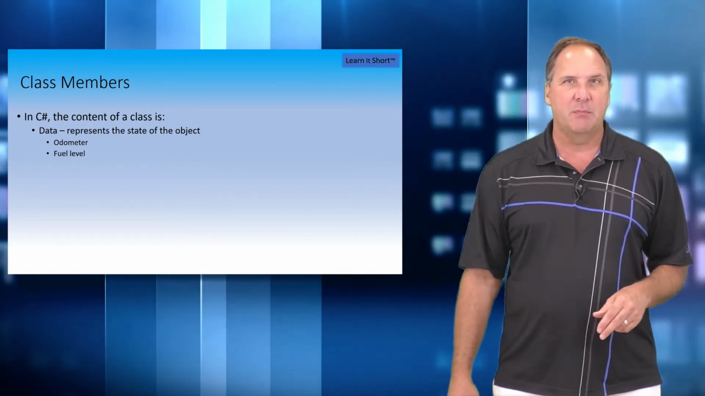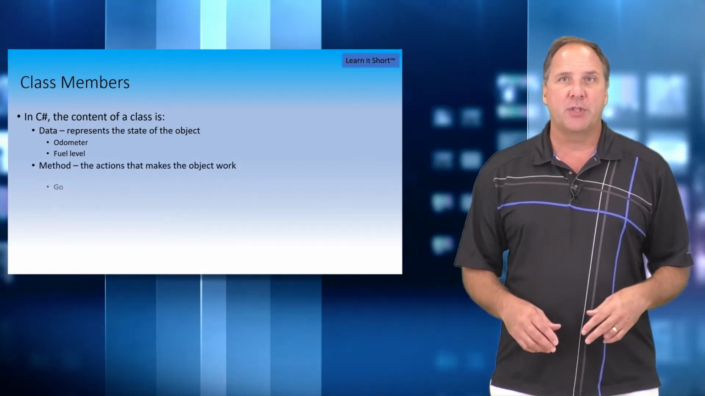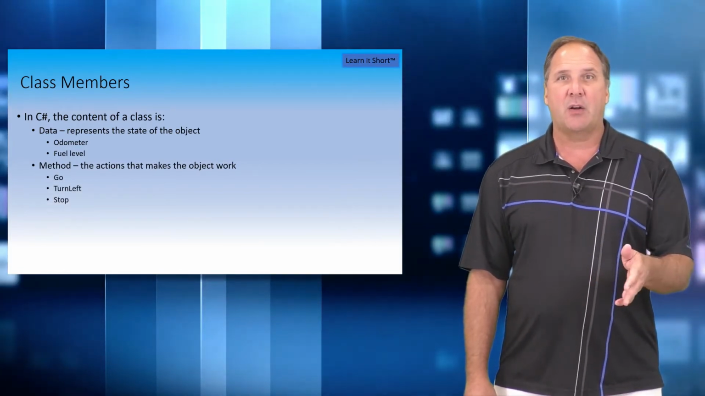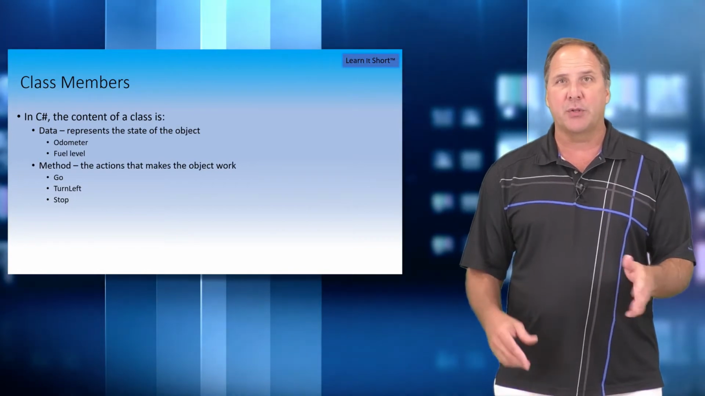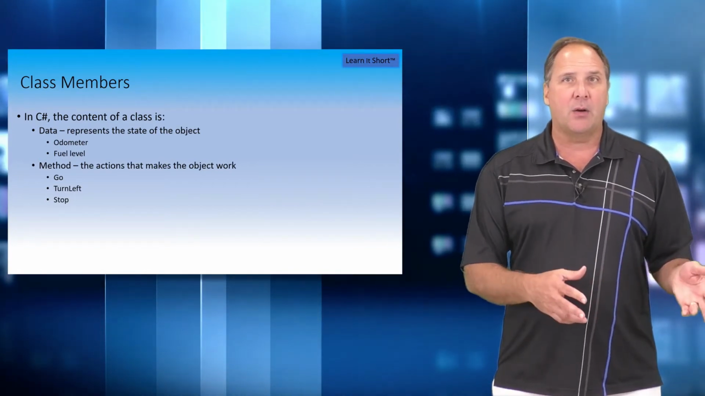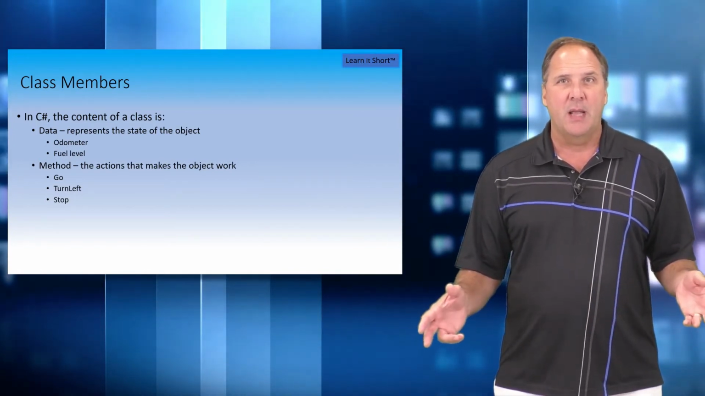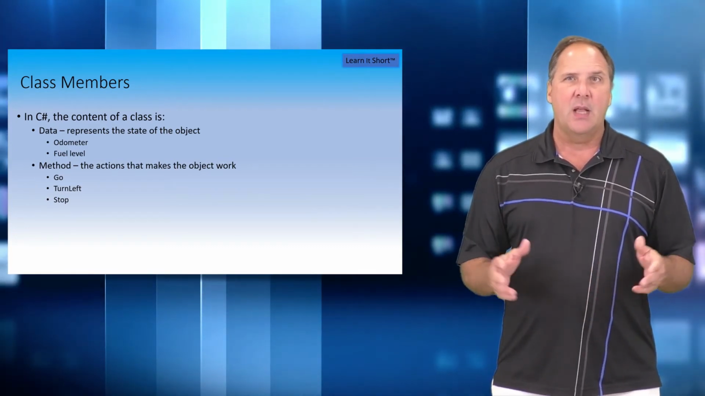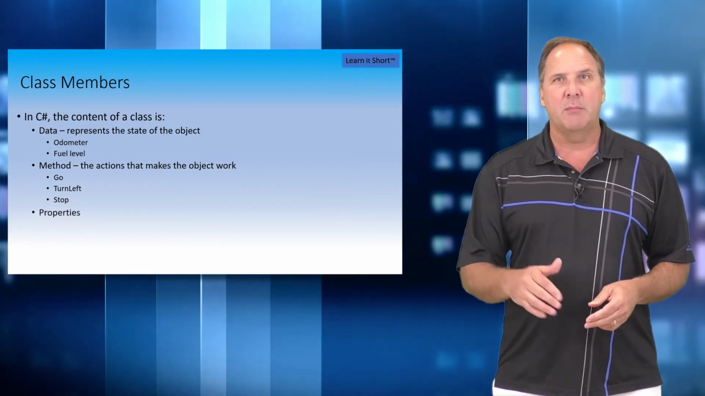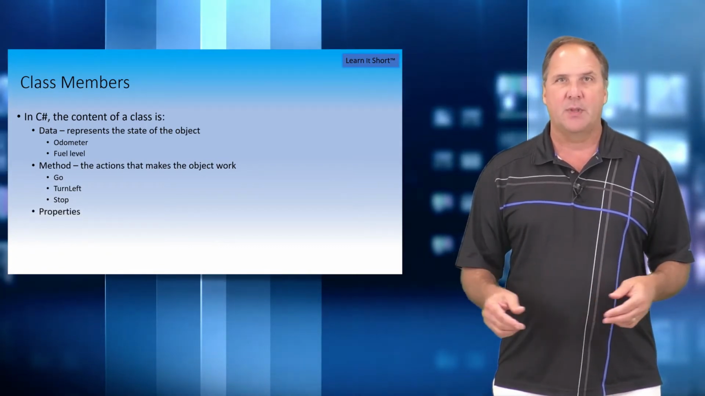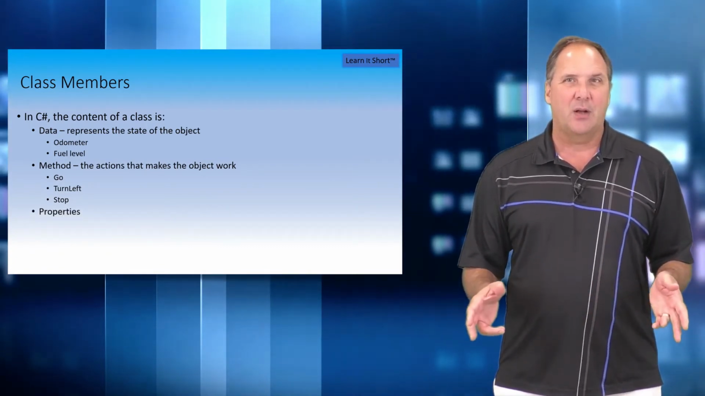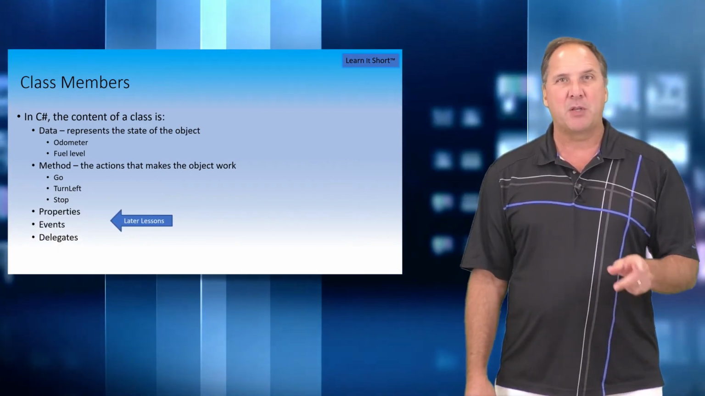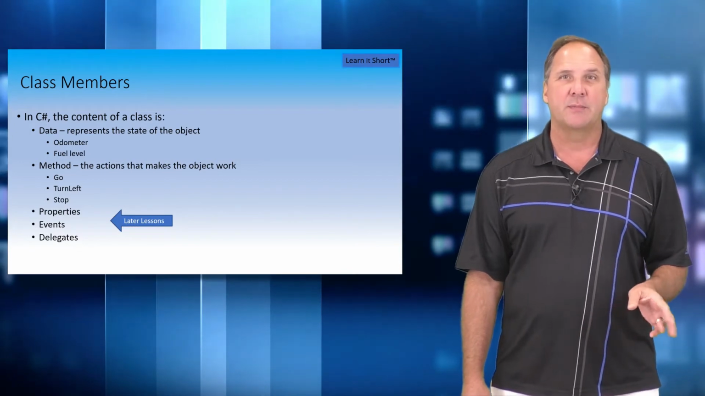Now, we've already seen methods, and method members implement the behaviors of the objects. For instance, our car might have methods to go or stop, or maybe our car is part of a dealer system and the car implements methods to determine its value. In this video, we only look at methods and data members. Classes in C# also have properties, events, and delegates. Much more on those topics later.